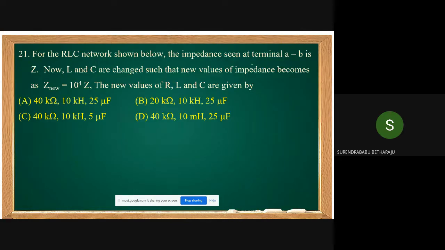Then the last question. One more question that I want to explain. For the RLC network shown below, the impedance seen at terminal AB is... the circuit is missing, so I am drawing that circuit. This is the given circuit. This is a different question. This model has not been framed till now, but you can expect it.